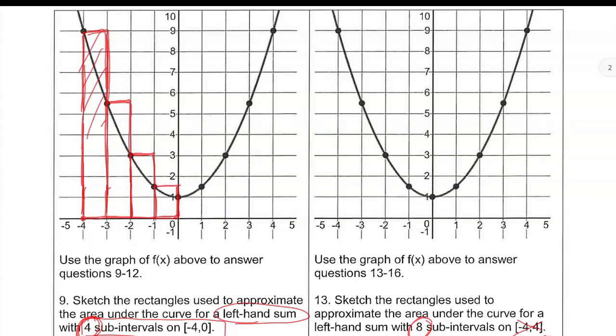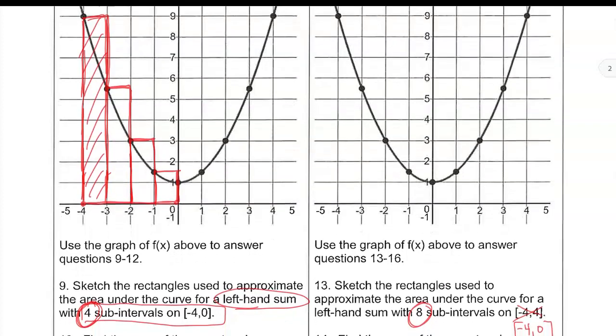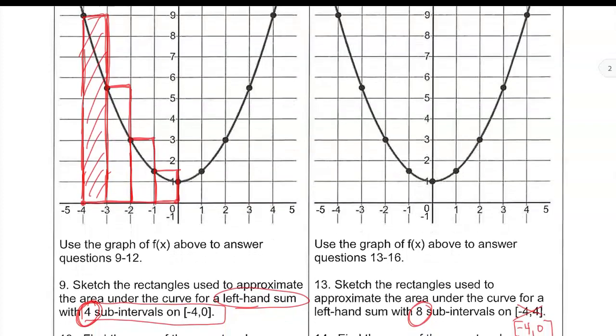If we try to find the area of this rectangle, we're going to be doing 1 times 9. Remember how I'll factor out the width there? The second rectangle is 1 times 5.5. The third one is 1 times 3. And the last one is 1 times 1.5. When you do this calculation, you'll get 19.